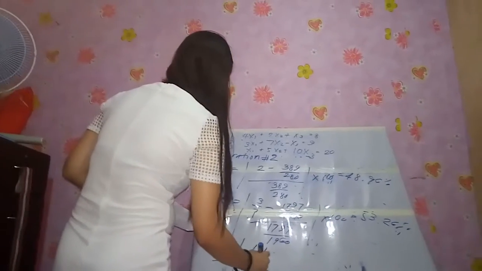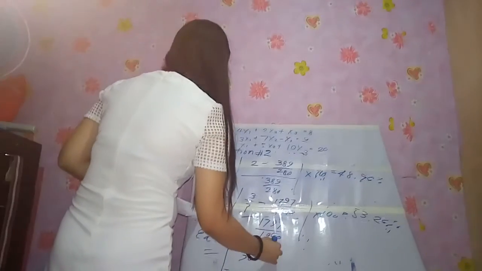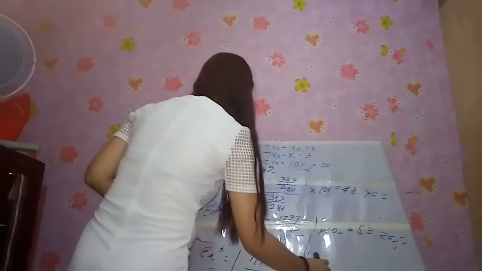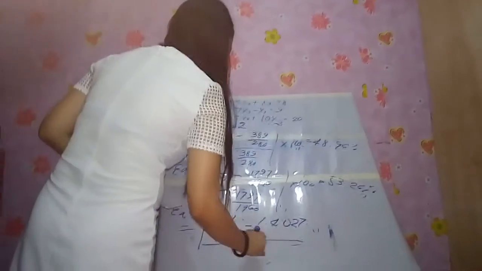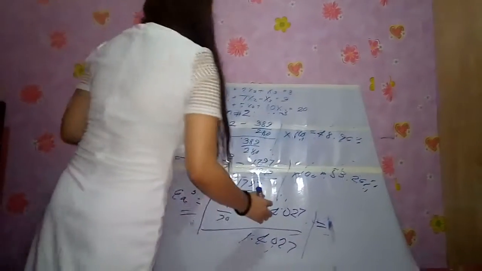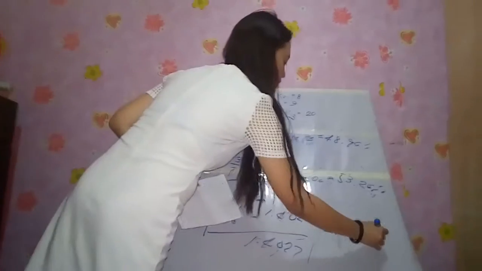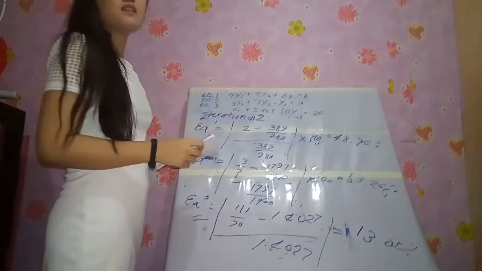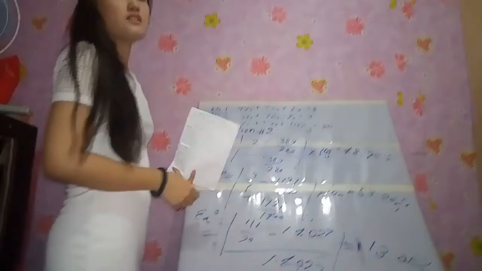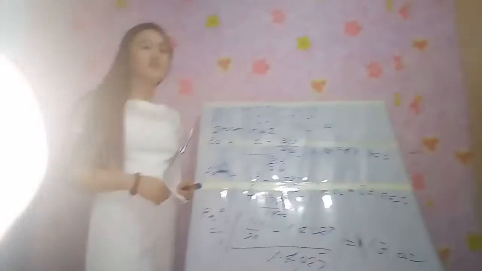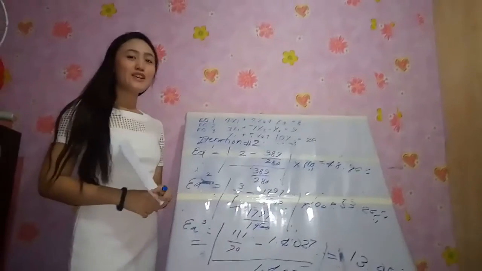And lastly, for our equation number 3, we have the absolute value of 111 over 70 minus 1.4027 over 1.4027, which will be equal to 13.05%. For the next iterations, you can use the following algorithms in solving it. So, I hope you understand what the Gauss-Seidel method is all about. So, thank you for watching.